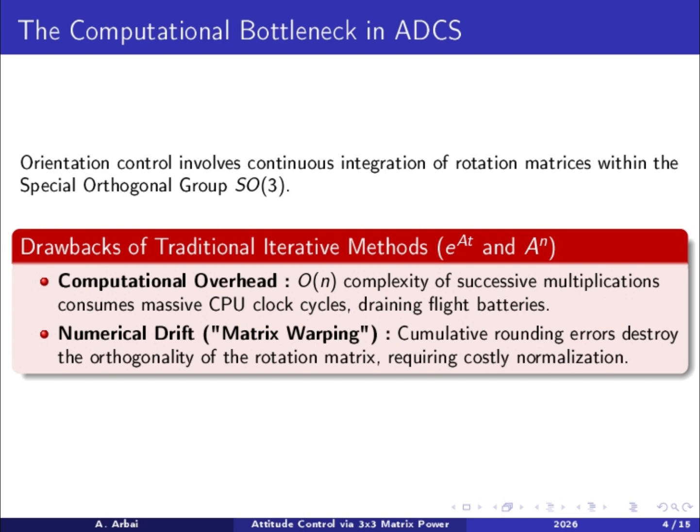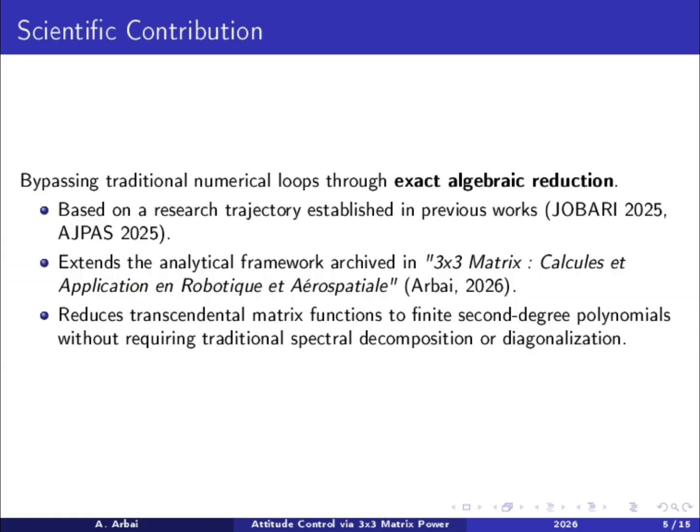Traditional iterative methods for computing matrix powers drain flight battery due to their O(n) complexity. Furthermore, cumulative rounding error creates matrix warping, which destroys the orthogonality of the matrix and requires costly normalization steps. Our scientific contribution bypasses these traditional numerical loops entirely through exact algebraic reduction.